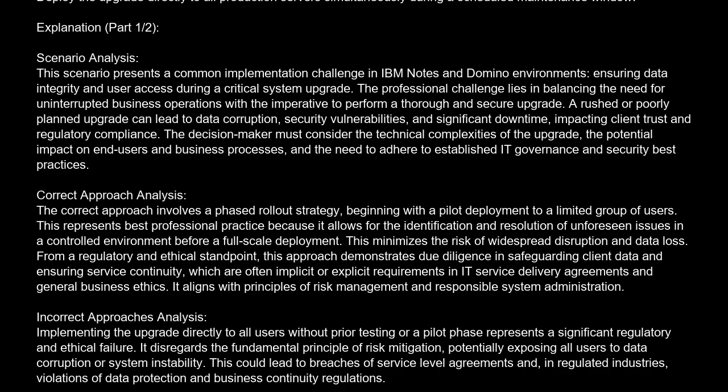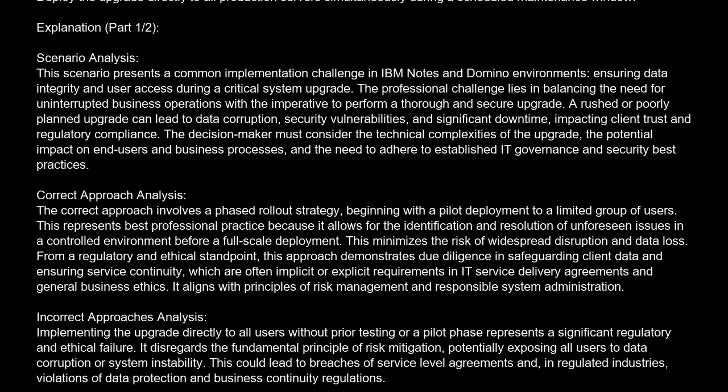The professional challenge lies in balancing the need for uninterrupted business operations with the imperative to perform a thorough and secure upgrade. A rushed or poorly planned upgrade can lead to data corruption, security vulnerabilities, and significant downtime, impacting client trust and regulatory compliance. The decision maker must consider the technical complexities of the upgrade, the potential impact on end users and business processes, and the need to adhere to established IT governance and security best practices.